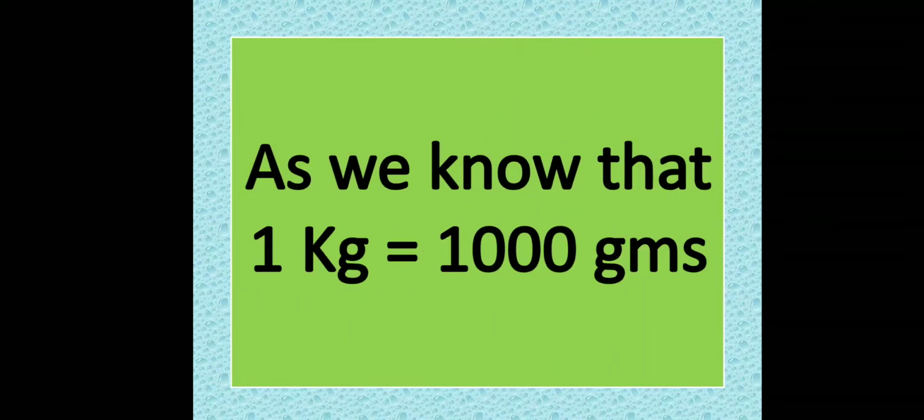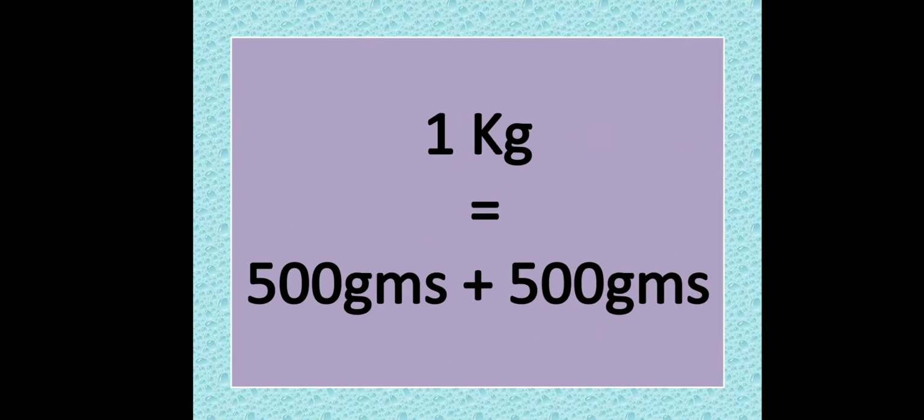In our previous class, we have already learned that 1 kg is equal to 1000 gram. Now, we use these relations to solve our problems. As we know, 1 kg is equal to 1000 gram. It can also be written as 500 gram plus 500 gram, or 300 gram plus 700 gram, or 400 gram plus 600 gram and so on. We have to keep in mind that 1 kg is equal to 1000 gram.